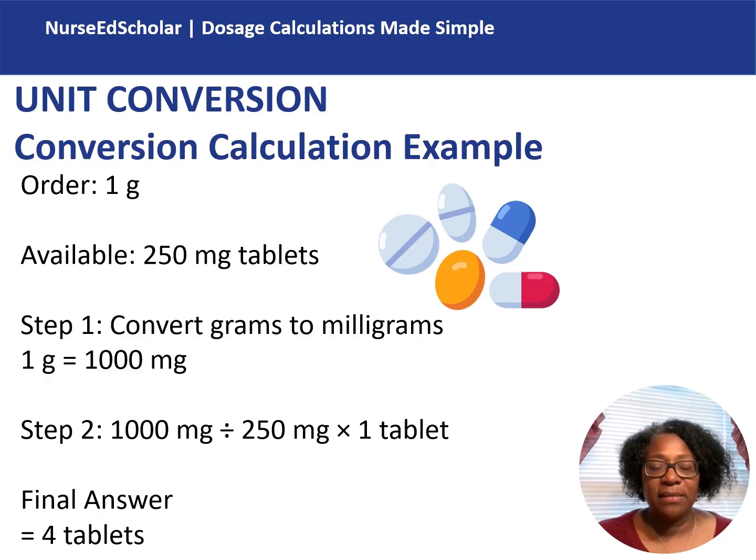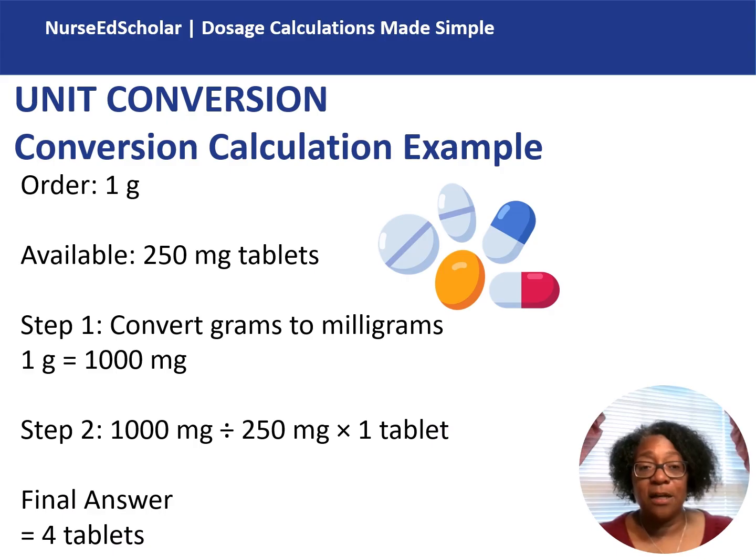So let's look at conversions, some dosage calculation with unit conversions. The provider ordered 1 gram tablet, and all you have available is 250 milligram tablets. So the first thing you do is you realize, okay, the units don't match. I got 1 gram here and I have 250 milligrams available, right? The provider ordered grams. The medication is available in milligrams.